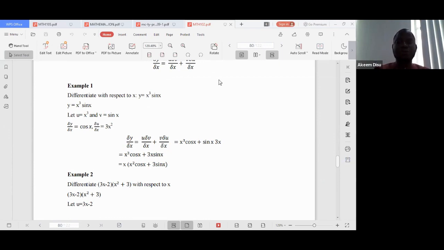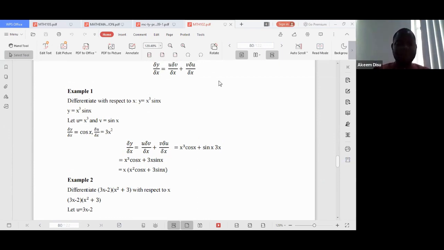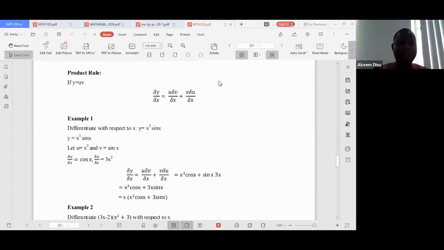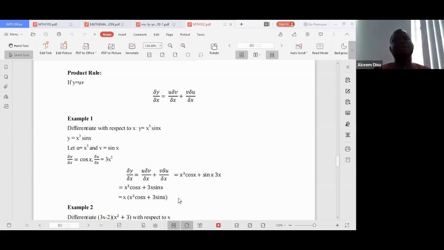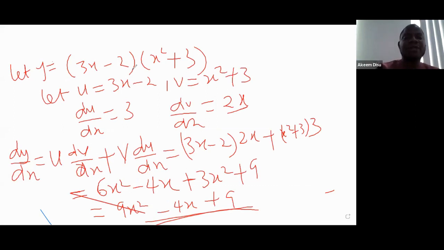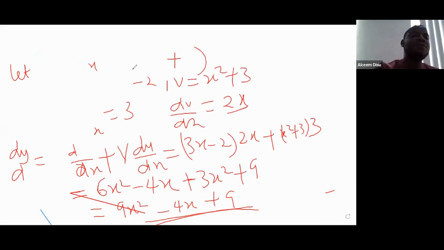Here we have x cubed sine x. Differentiate with respect to x. y is equal to x cubed sine x. Let's see how we can solve it. Let me add my board. Let's clean what we have here, to have a clean board.